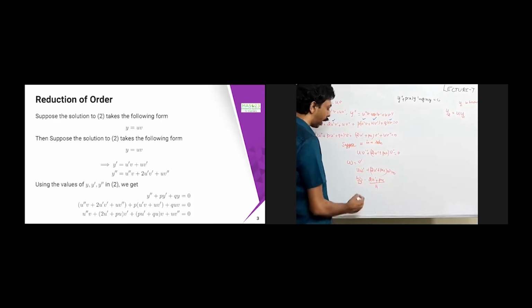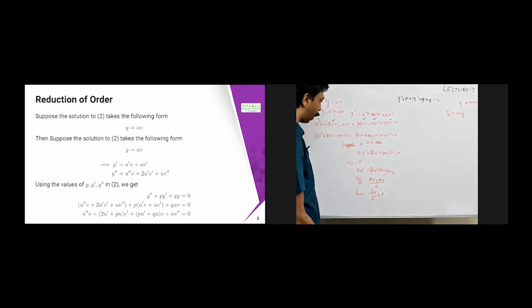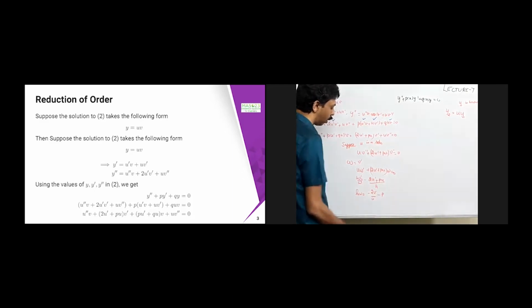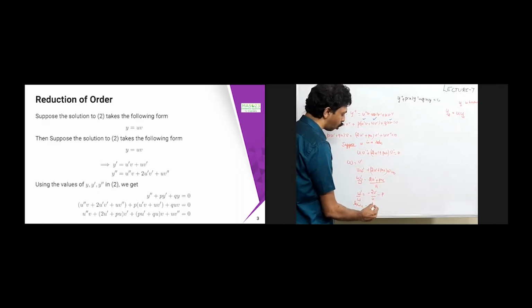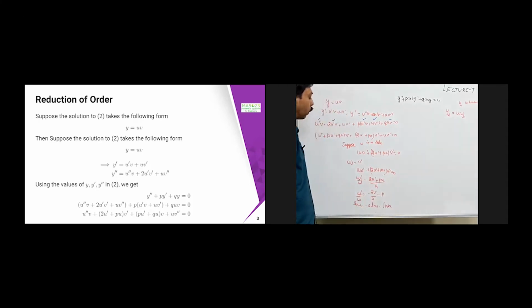So this I can write as ln of w. This side I can write as minus 2u dash by u minus p. So again you do the integration. So w dash by w, if I integrate this one, this is going to become ln w, and this is going to become minus 2 ln u, and this is going to become minus integral p dx. So this is the one which we have, and then we can calculate what is my w.